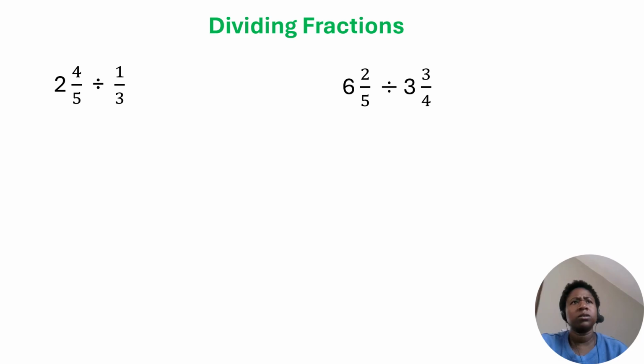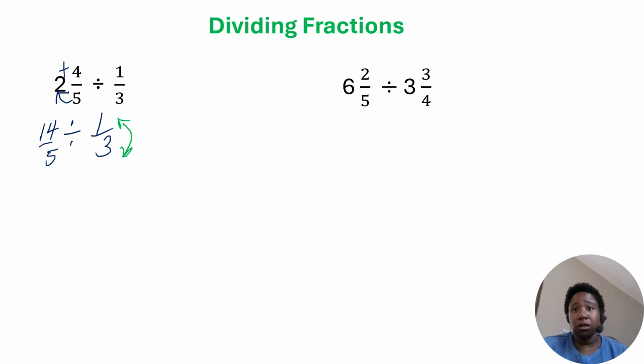We do so by multiplying the denominator by the whole number and then adding the numerator. So 2 4/5 rewritten as an improper fraction is 2 times 5, 10. 10 plus 4, 14. 14 over 5. And we're dividing that by a third. But we don't want to divide. We want to multiply. So we have to first take the reciprocal of the fraction. So this becomes 14 over 5 multiplied by 3 over 1.